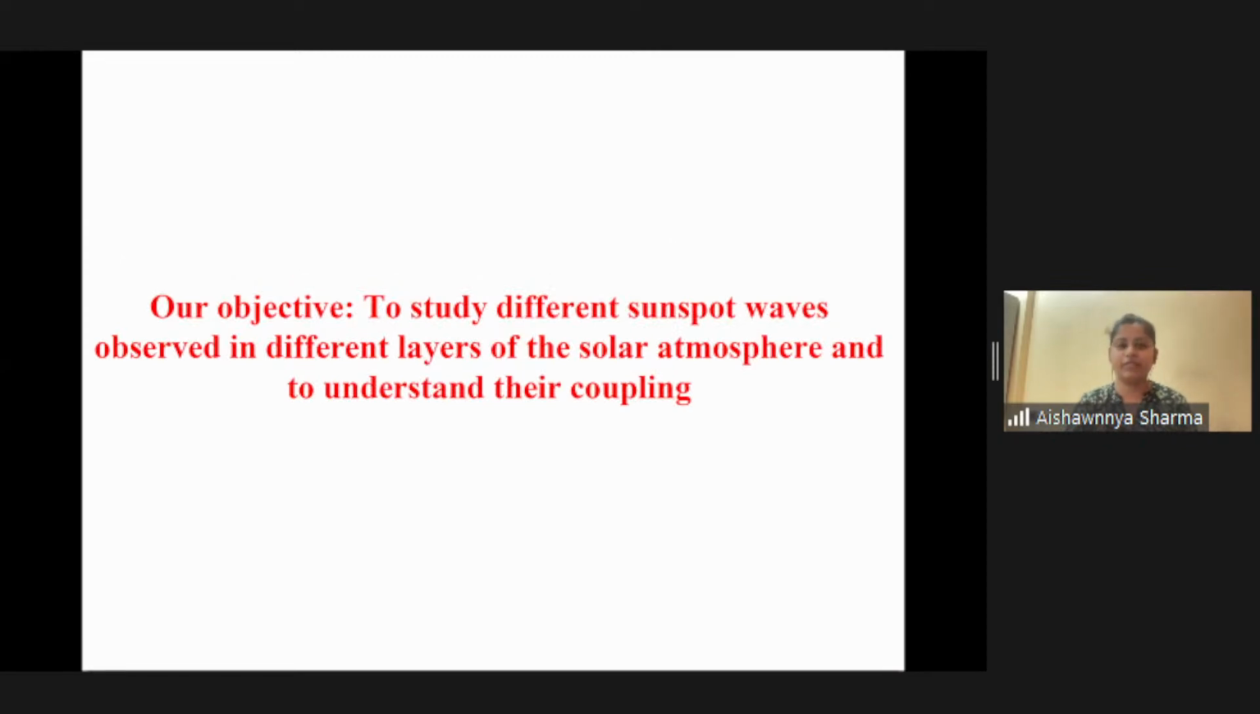Okay, so as I have said, the objective of our study is to study the different sunspot waves observed in different layers of the solar atmosphere and to understand their coupling. Next slide.